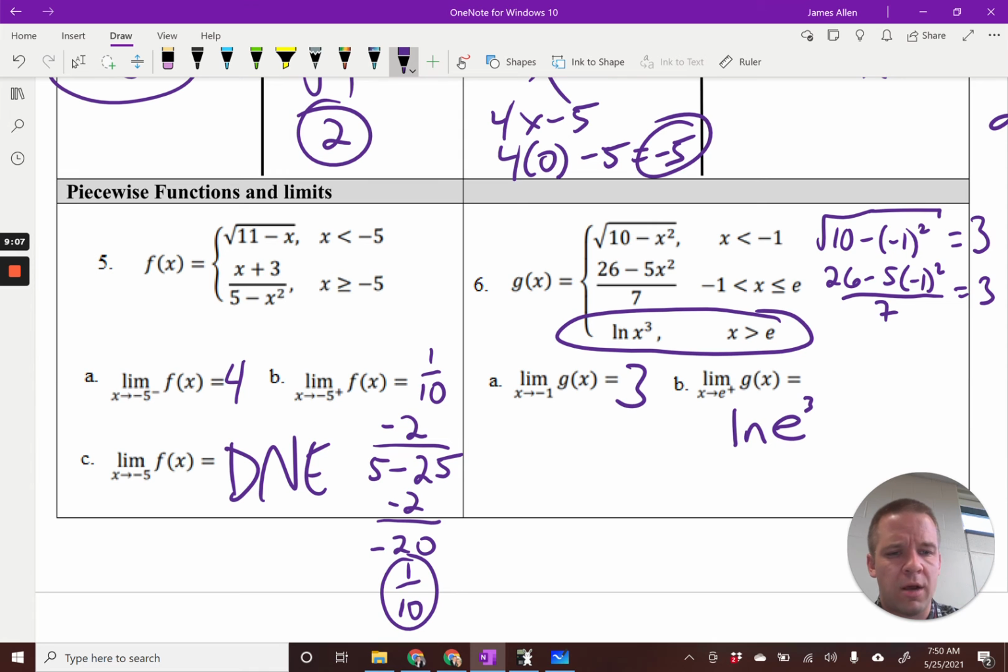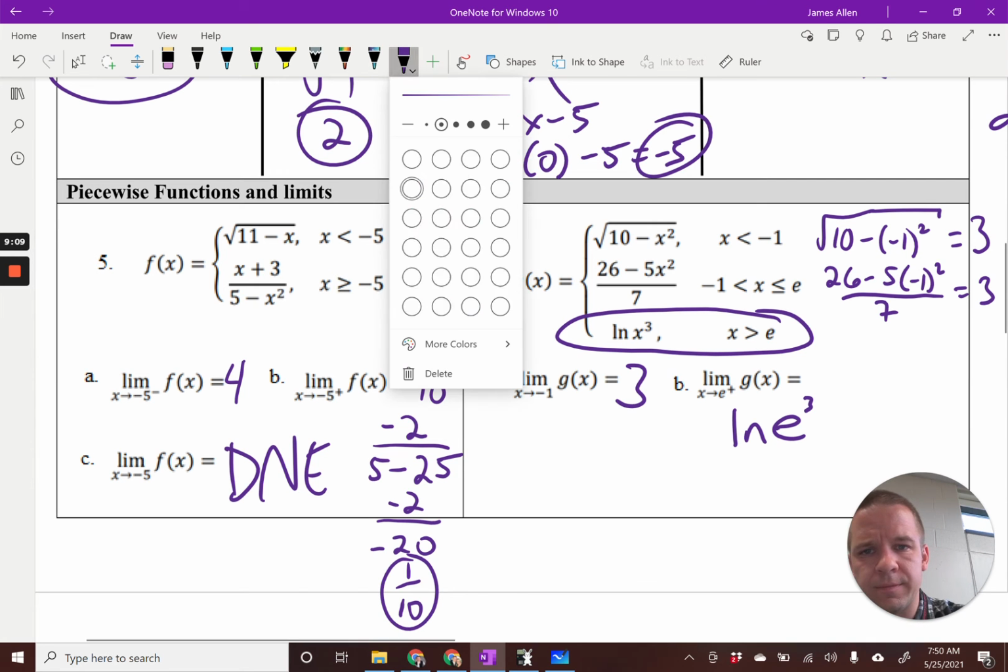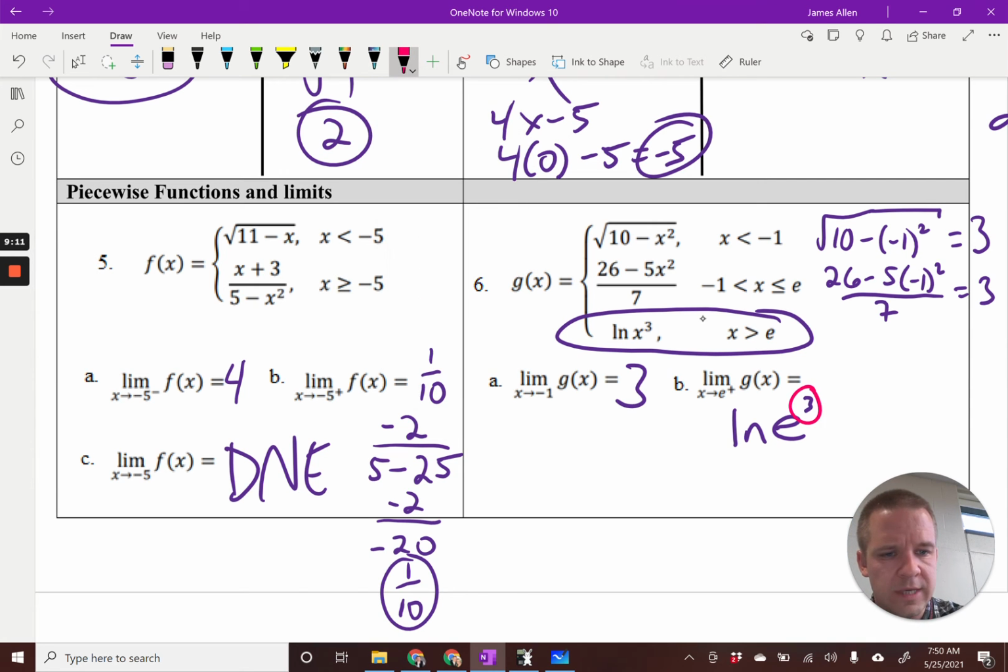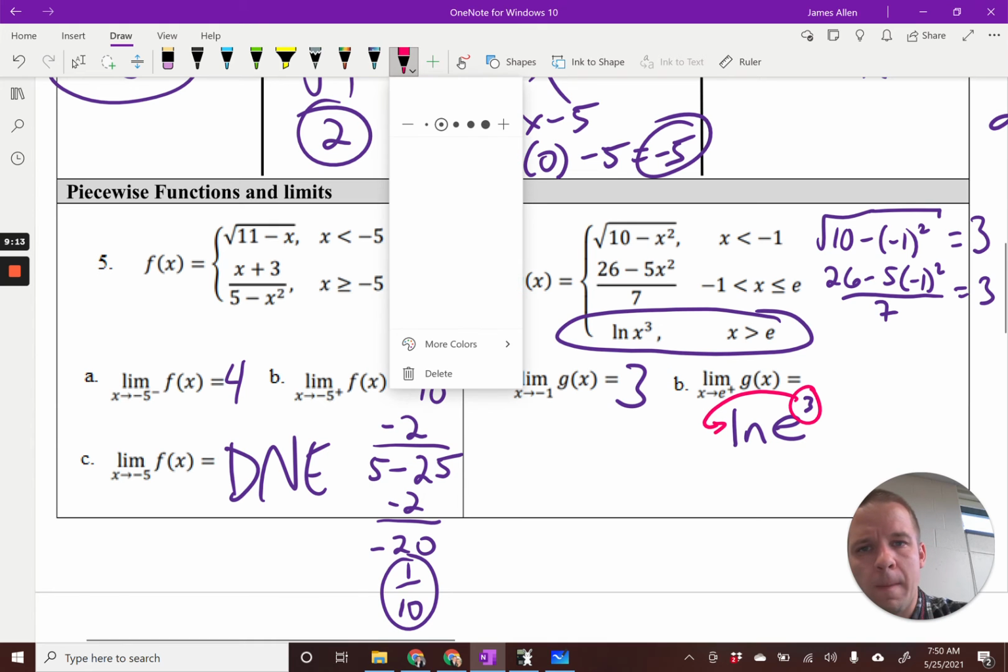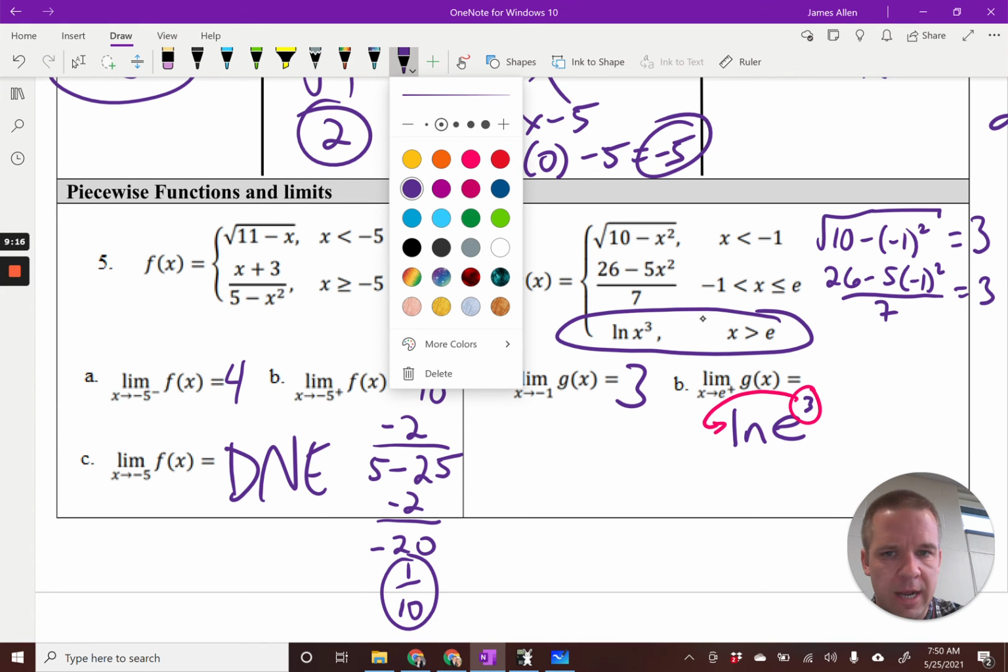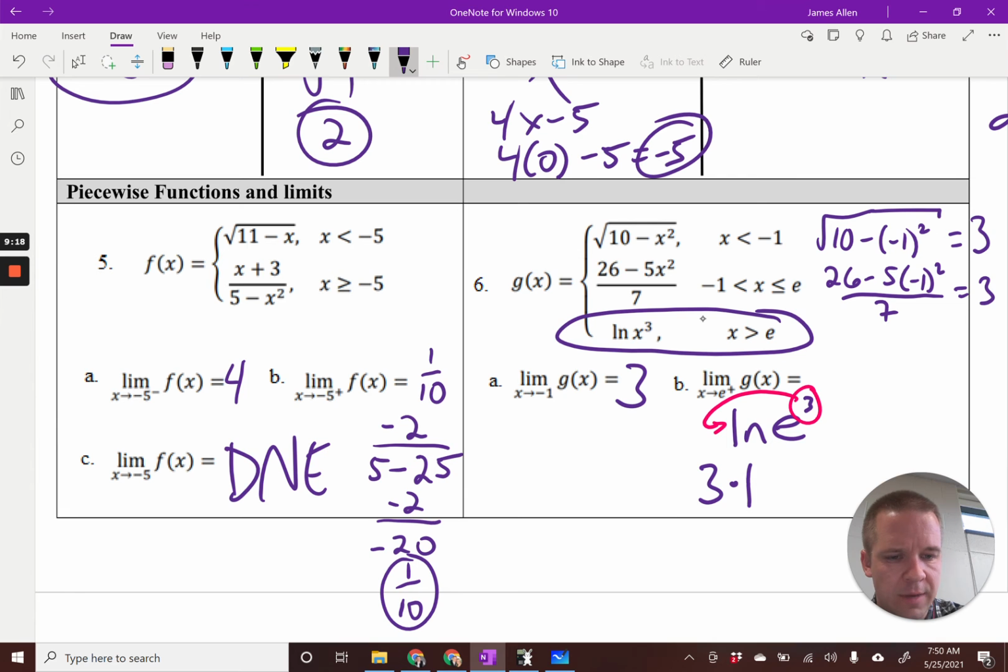Now, if I remember my log properties, I could take this exponent and pop it out in front as a coefficient. So now I'm going to have 3 times the natural log of e. And if I remember, natural log and e are inverses of each other. Just left with 3. That was cool. Look at that. Brings back so many different concepts, right? I've got rationals I got to deal with. Now I have log properties. I mean, it's just a potpourri of math.